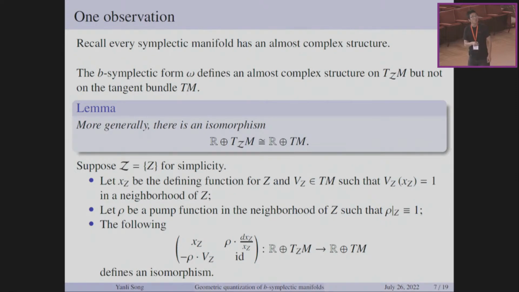But after you direct sum with a real line bundle, it gives you more space to do the rotation, so that you can glue this almost complex structure in some way. That is what I'm going to use later on. Not gluing the almost complex structure is that you can connect these two. But this construction works for the case when there's only one hypersurface.